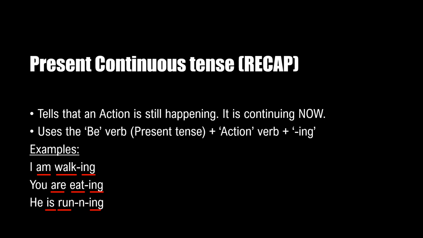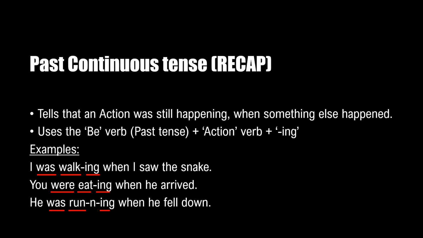So for example, I am walking, you are eating, he is running. So the action verbs here are walk, eat, and run. We have added an ing to this action verb. And what are the be verbs? Am, are, and is. The past continuous tense tells us that an action was still happening when something else happened. It uses the be verb in the past tense followed by the action verb and an ing is added to the action verb at the end.